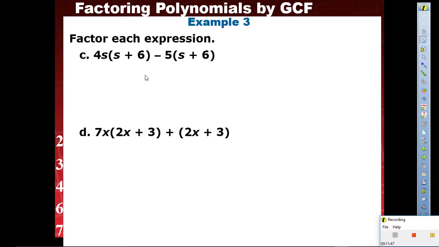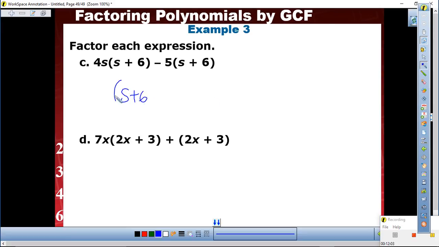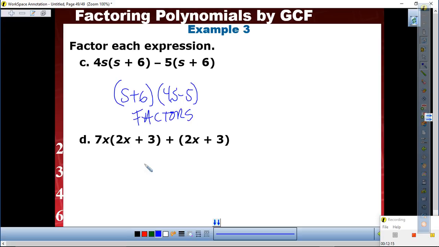All right, for letter C, let's see what the factors are. Nina. S plus 6 times 4s minus 5. Hands, have you got that? That is correct. Letter D, Hannah, what'd you get? I got 2x plus 3 times 7x plus 1. Hands, have you got that? Yep, those are my factors.